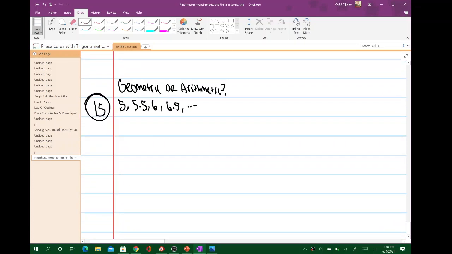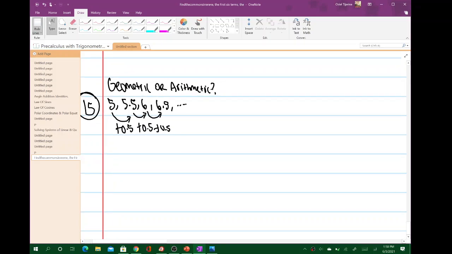Now, remember that if you go from 5 to 5.5, how much are you adding? That's plus 0.5. 5.5 to 6, that's plus 0.5. 6 to 6.5, that's plus 0.5, and so you keep going. When there is a common difference, meaning you're adding or subtracting by a common term, this is arithmetic, okay? It's an arithmetic sequence.